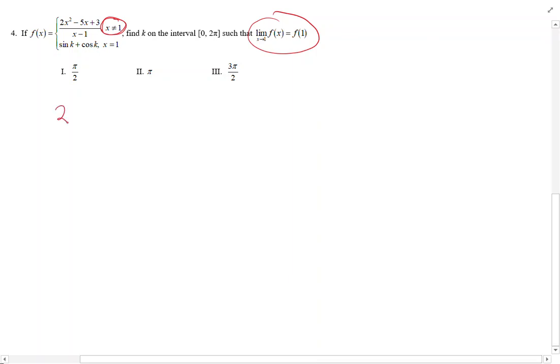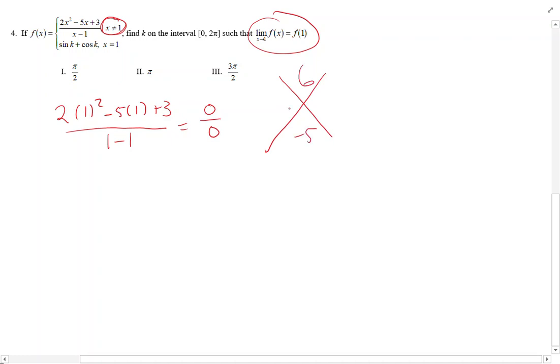If I plug 1 into the top, I get 2 times 1 squared minus 5 times 1 plus 3 over 1 minus 1. Looks like I end up with 0 over 0. That's a problem. That's an indeterminate form. So I'm going to factor the top using Clinton magic. Looking for two numbers that multiply to give 6, add to give negative 5. I think the winners are negative 2 and negative 3.